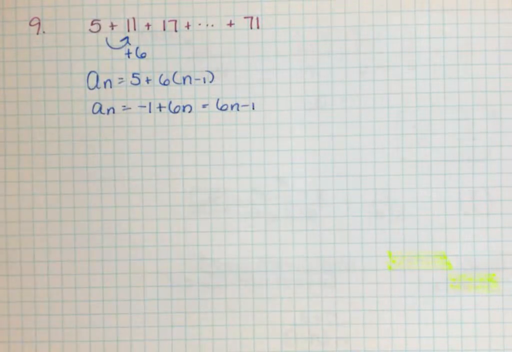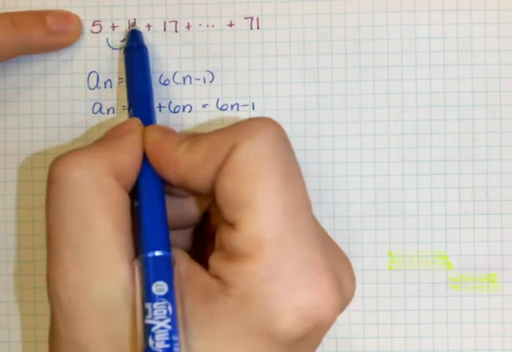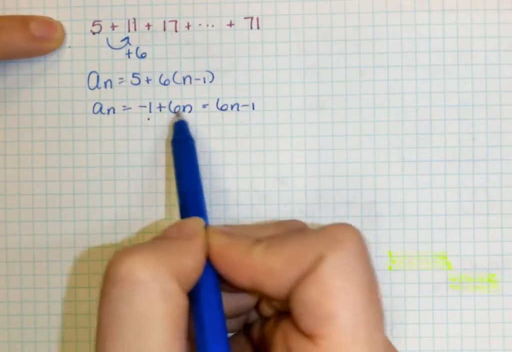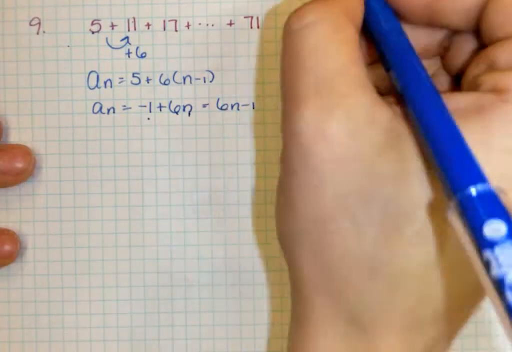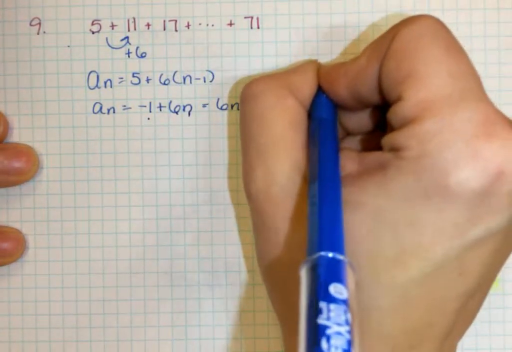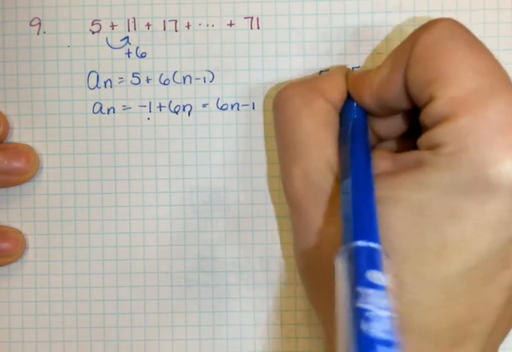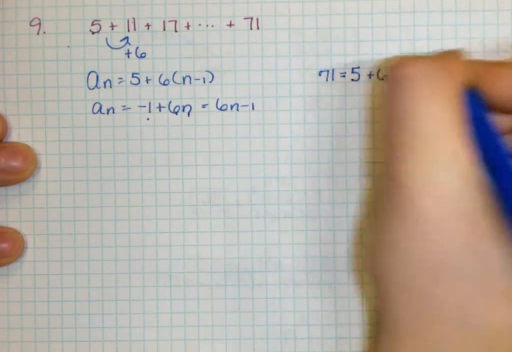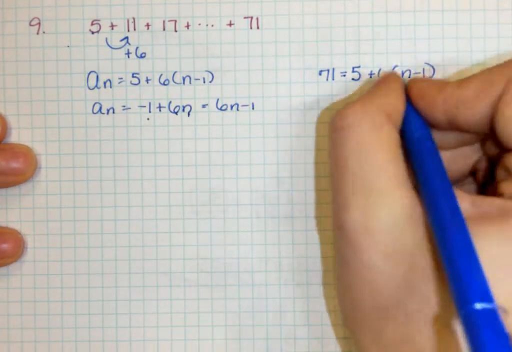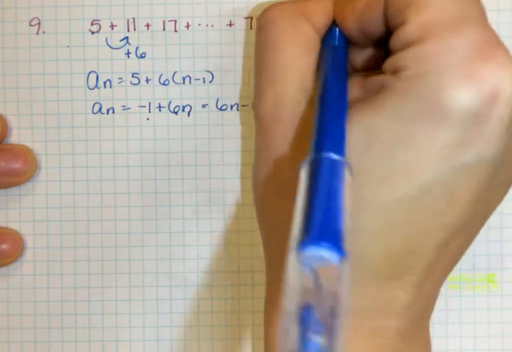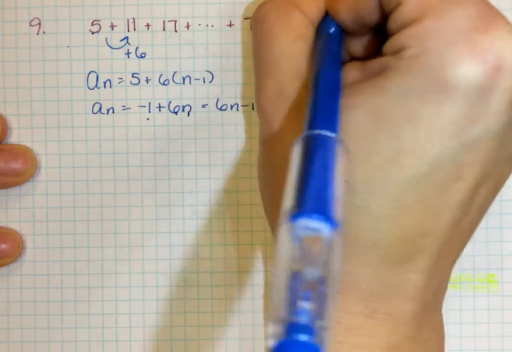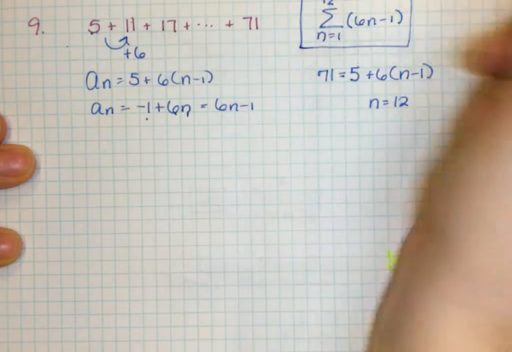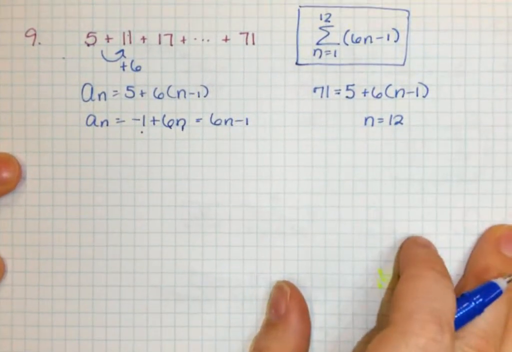Or you could just figure out that as I go through this, if I'm constantly adding 6, what number do I need to add 6 to get 5? -1 plus 6n. So it's the same idea here. And then I need to figure out what n is. So I'm going to say 71 is 5, first term, plus the difference, times n minus 1. And when you solve that, you're going to end up with n is 12. So this is the sum from 1 to 12 of -1 plus 6n or 6n minus 1.